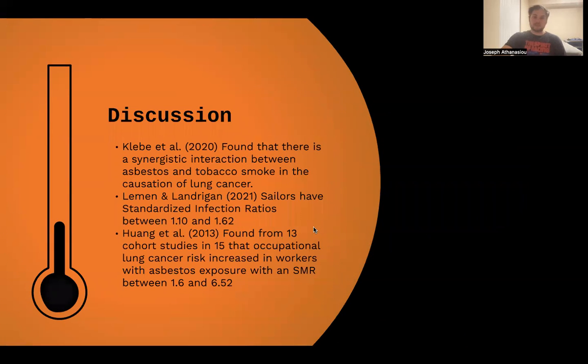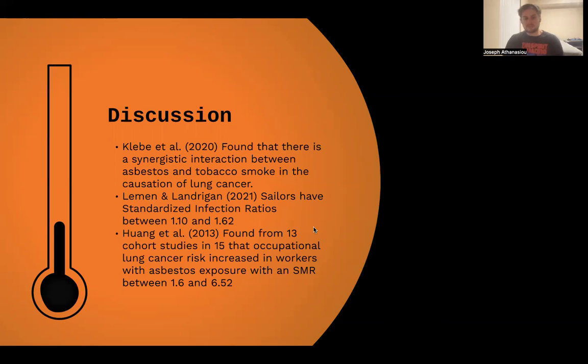Specifically, I looked at Klebe et al., and they found that there is a synergistic interaction between asbestos and tobacco smoke in the causation of lung cancer. So what that means, let's say exposure to asbestos may increase someone's likelihood of developing lung cancer by 5%, and their exposure to tobacco smoke may increase their likelihood 10%. If someone's exposed to both, the result will not be a 15% increase in the likelihood of them developing lung cancer. It'll be 25, 30, or even greater percentage. And that's why it's called a synergistic interaction.